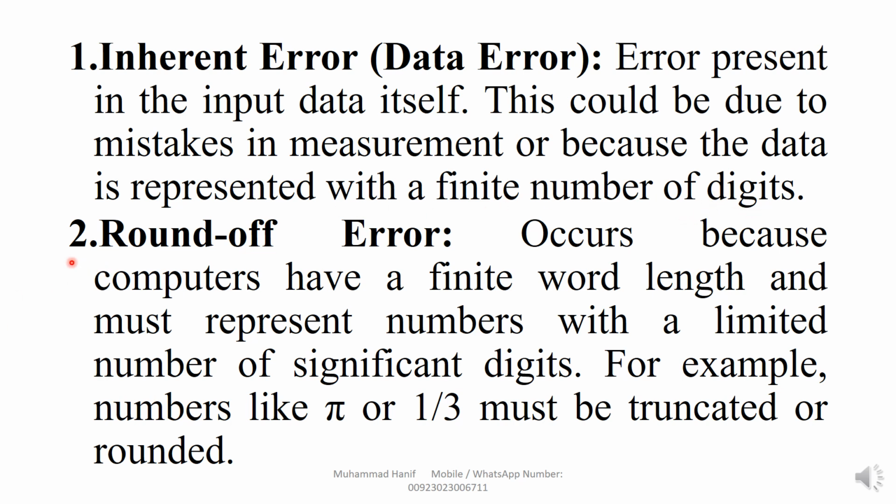Now, second point, round-off error occurs because computers have a finite word length and must represent numbers with a limited number of significant digits. For example, numbers like pi or 1 upon 3 must be truncated or rounded. This is a very simple definition.